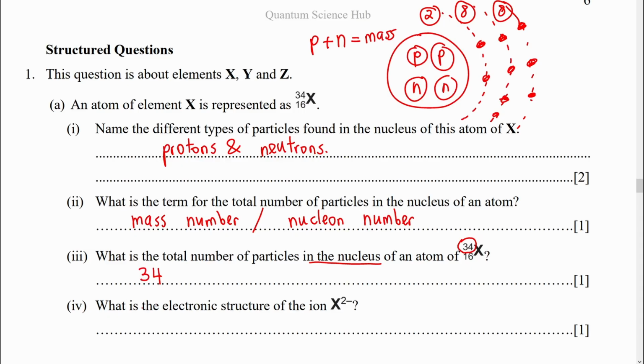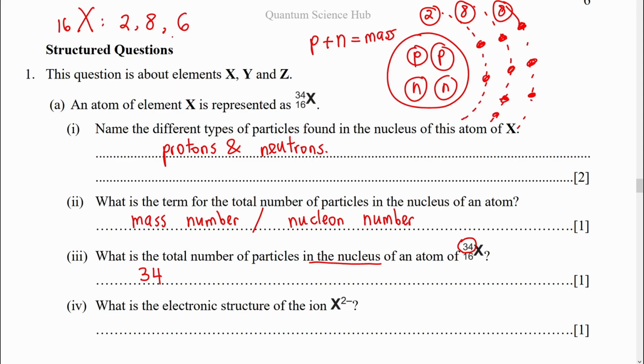Next, what is the electronic structure of the ion X2-? So we are using the proton number or atomic number to do the electronic configuration, right? So it is 16X. So how do we configure this one? 2, 8, 6.